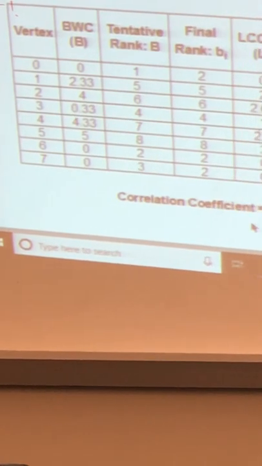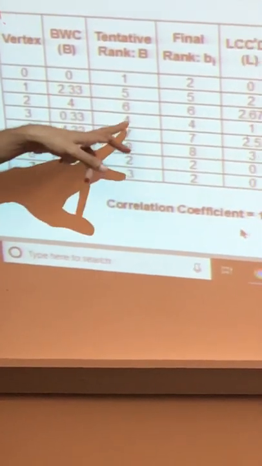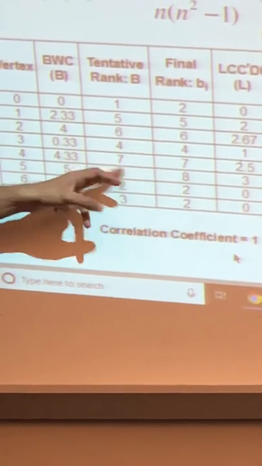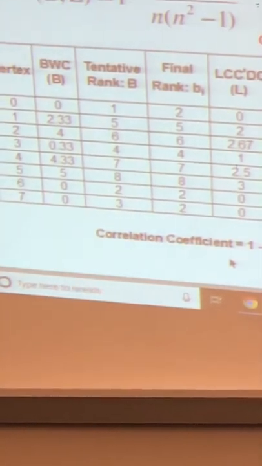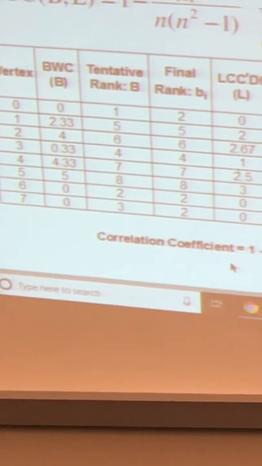Now for the other vertices, there's no tie. So the final rank is the same as the tentative rank. The final rank of 4 is the same as the tentative rank, 5 is 5, 6 is 6, 7 is 7, 8 is 8. So that is how you find the final ranking of the vertices based on a particular metric.